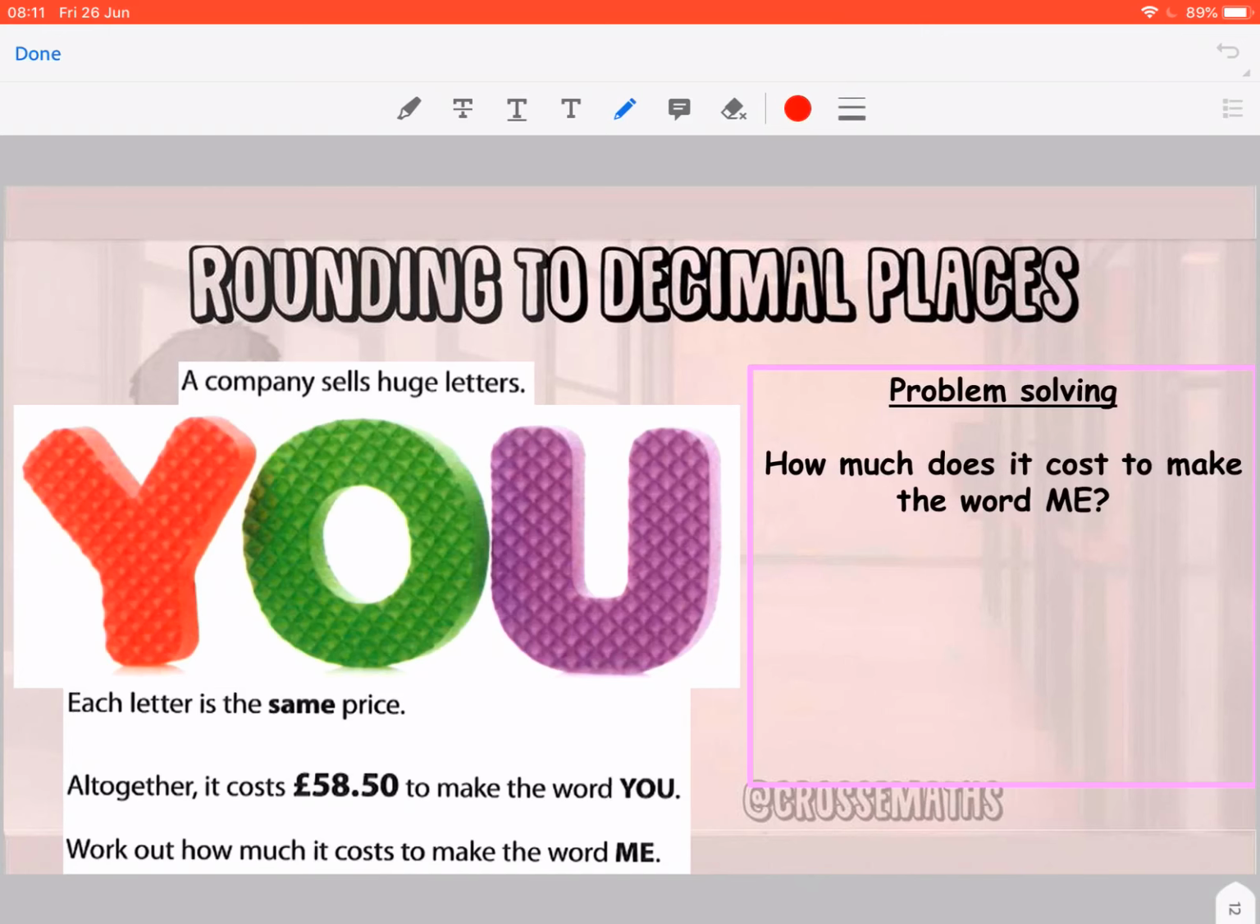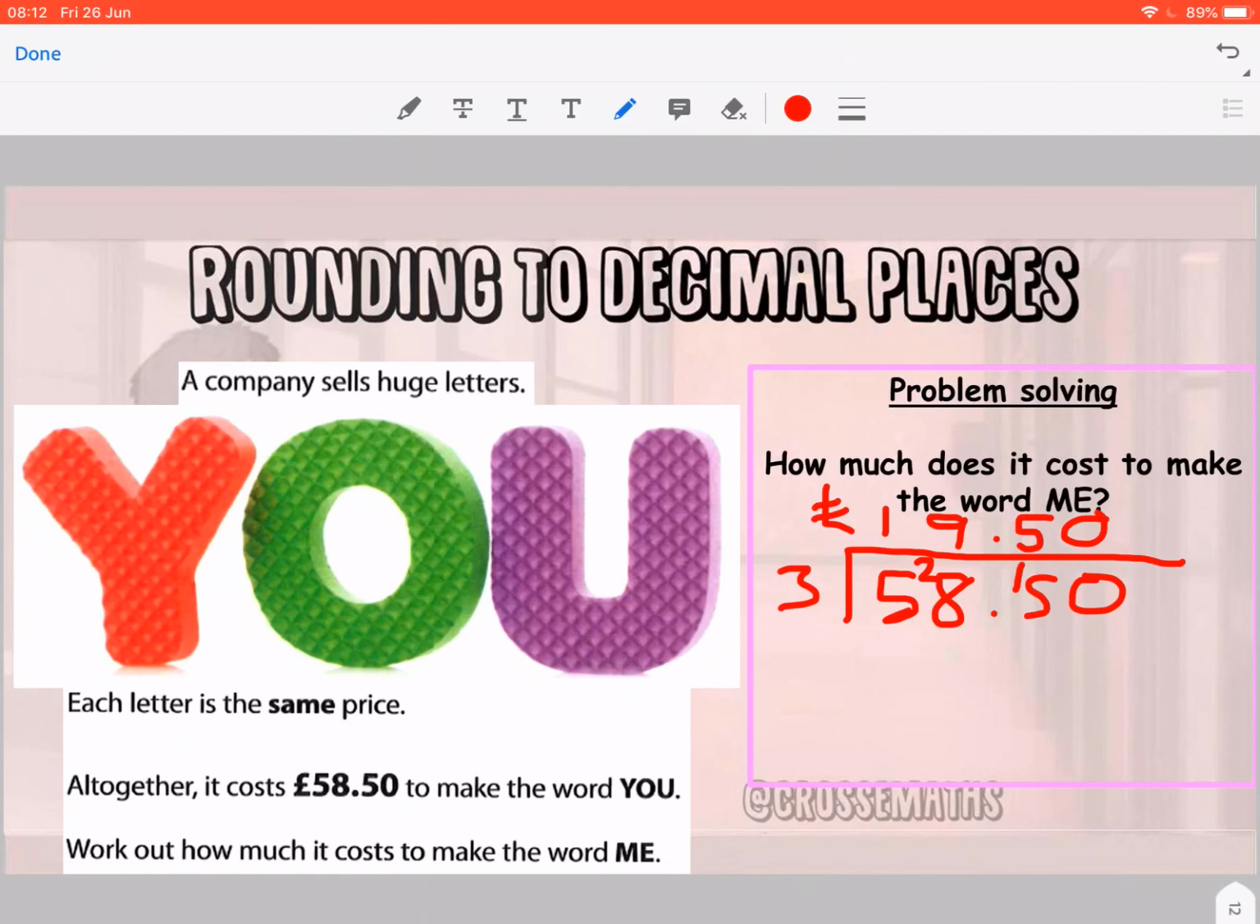In order to do that, I've got to take my £58.50 and divide it by 3 because I need to work out how much one letter costs. 3 goes into 5 once, remainder 2. 3 goes into 28, no, it doesn't, 3 goes into 28 9 times, remainder 1. 3 goes into 15 5 times, and 0 0 times. So altogether, one letter costs £19.50.